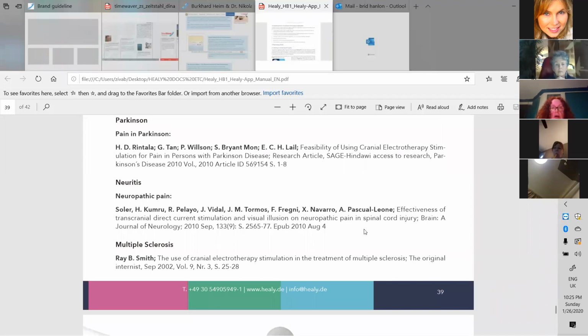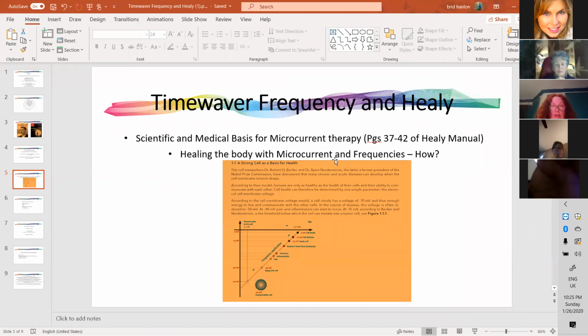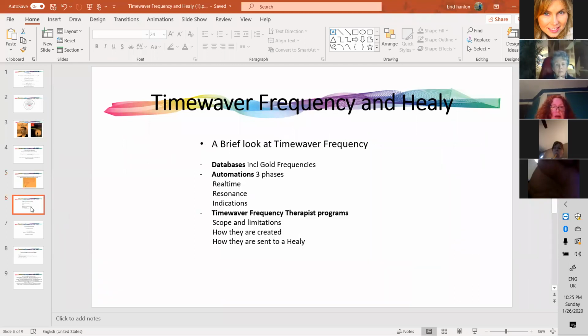Where do I want to go next? I hope I'm going slowly enough for everybody to follow and quickly enough to get on to everything that I want to cover. So I think we are ready to go and look at Timewaver Frequency, because that's the therapist device which we all had before Timewaver Healy came into being. So I'm going to share with you my screen and go into Timewaver Frequency software.